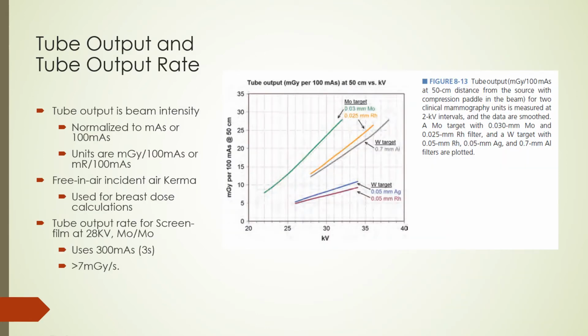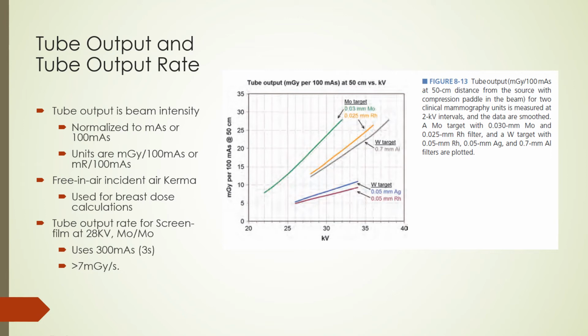Tube output is the measured beam intensity normalized per mAs, or per 100 mAs. The units of beam output are milligray per mAs or milliroentgen per mAs. In measuring beam output, the kV, the target, the filter material and thickness, distance from the source, and the focal spot size must all be specified. X-ray tube output is useful for calculating the free in-air incident air kerma or exposure to the breast from a mammography system. Once exposure is known, average glandular dose to the breast can be calculated.